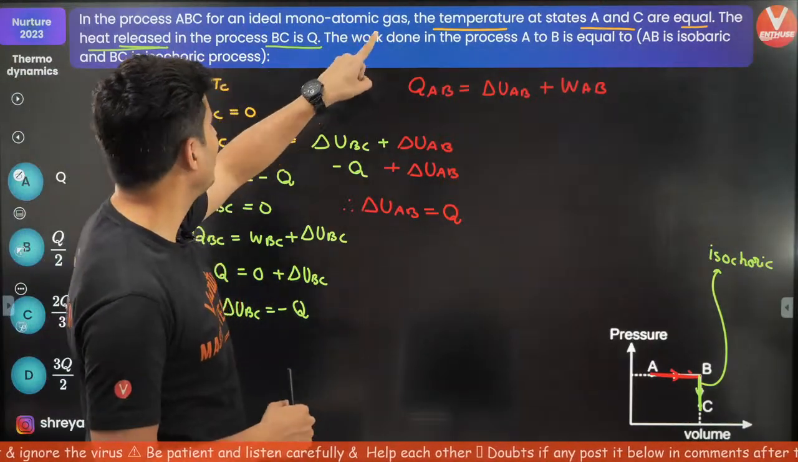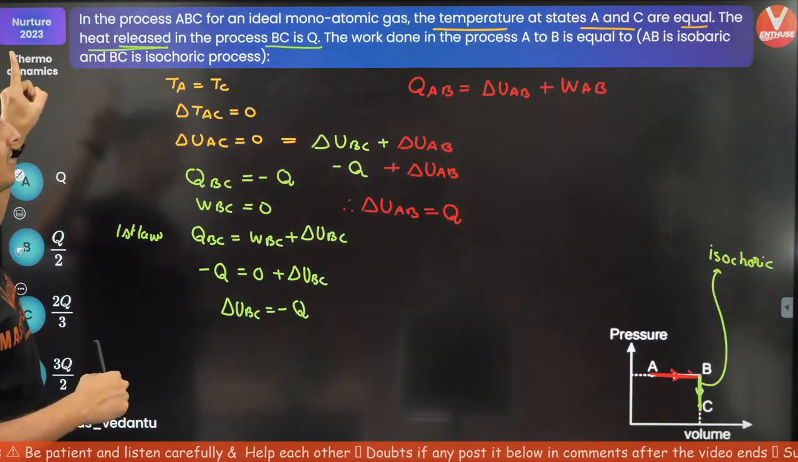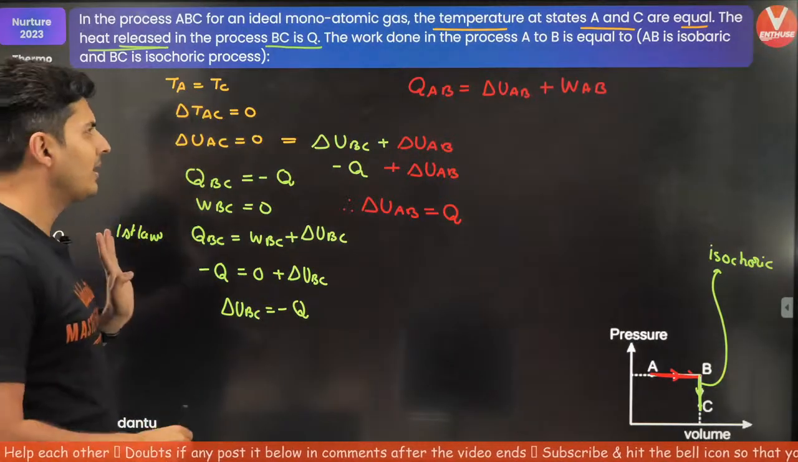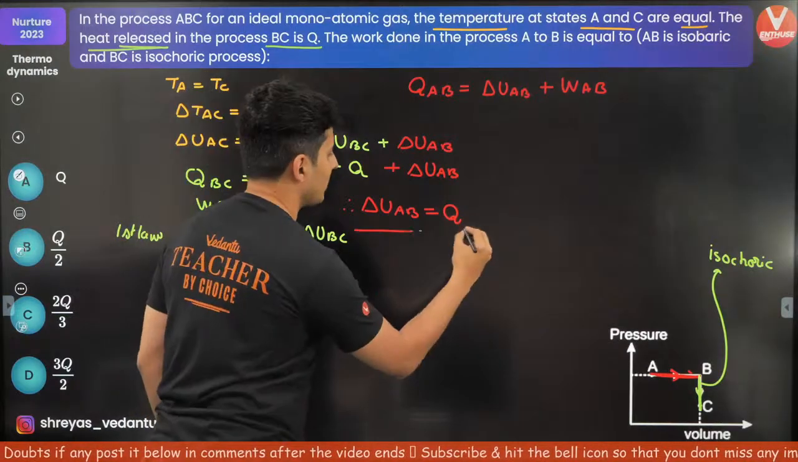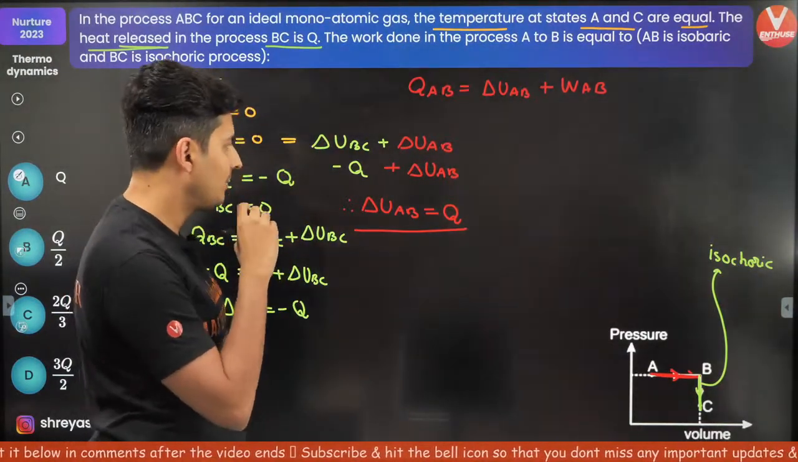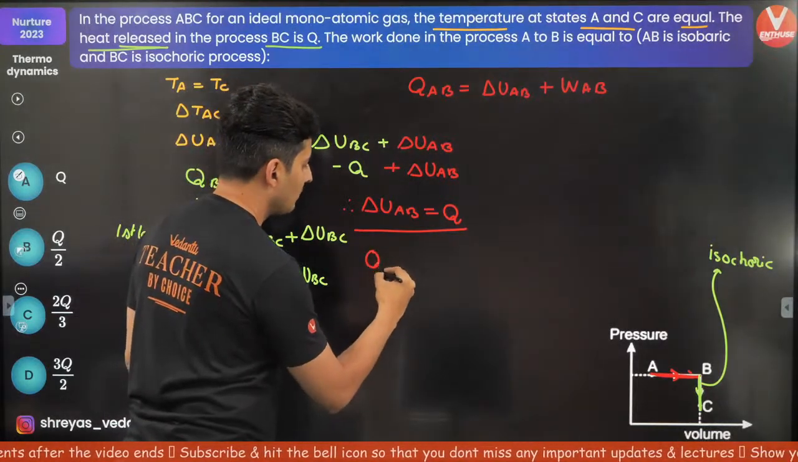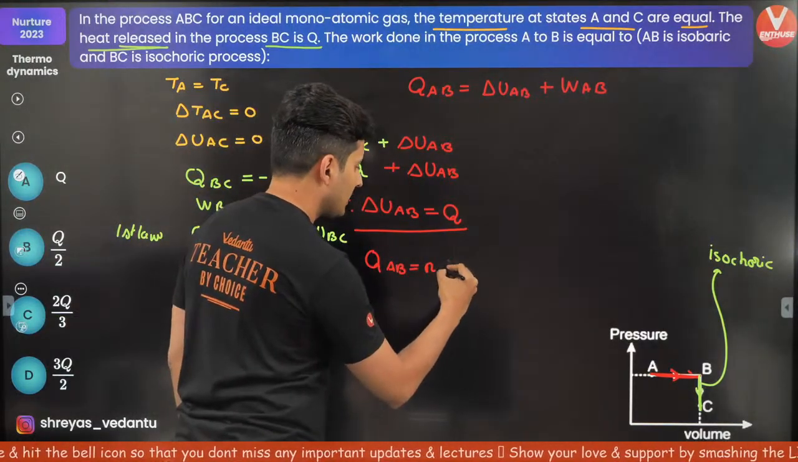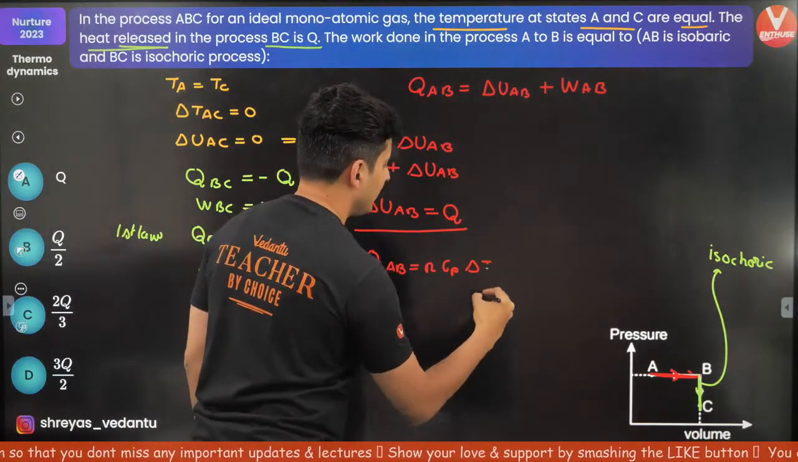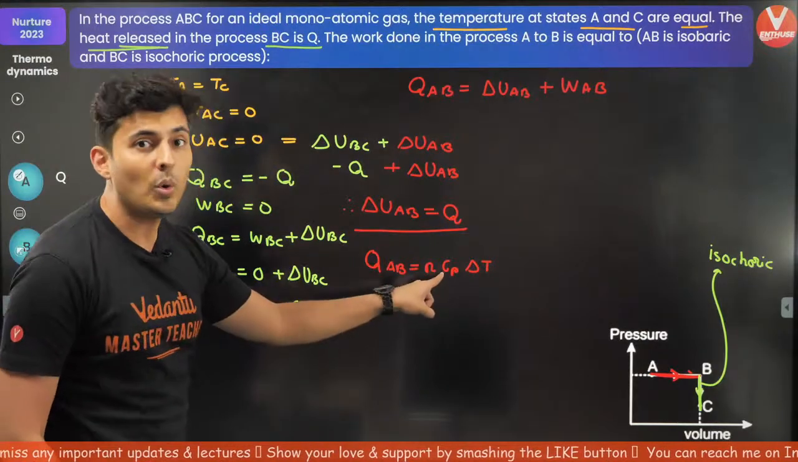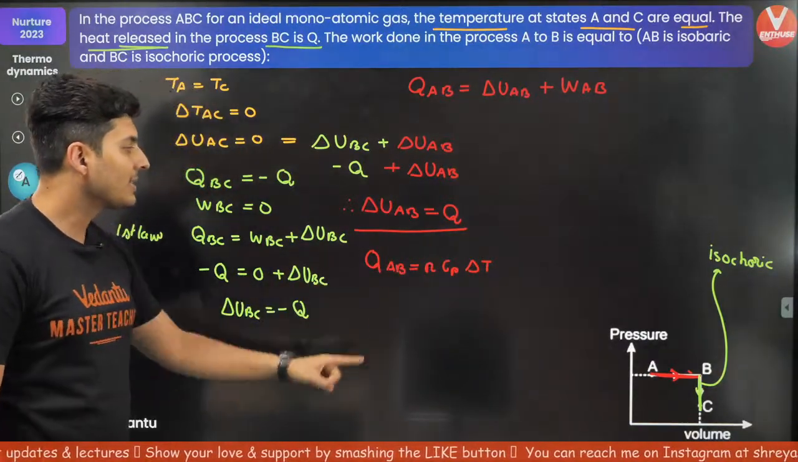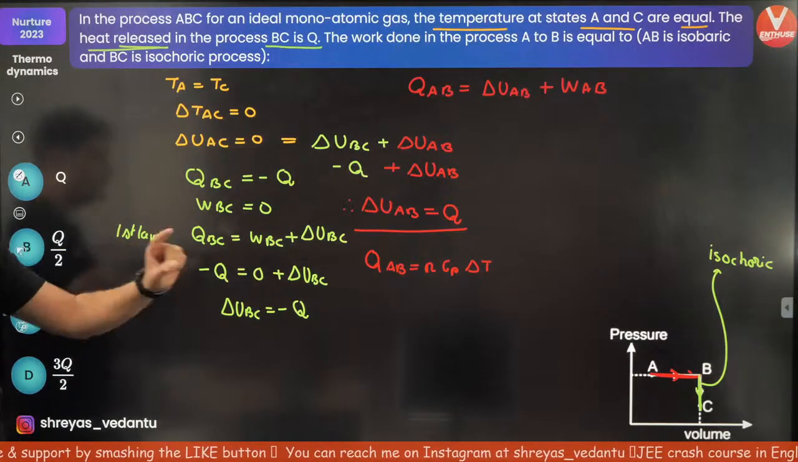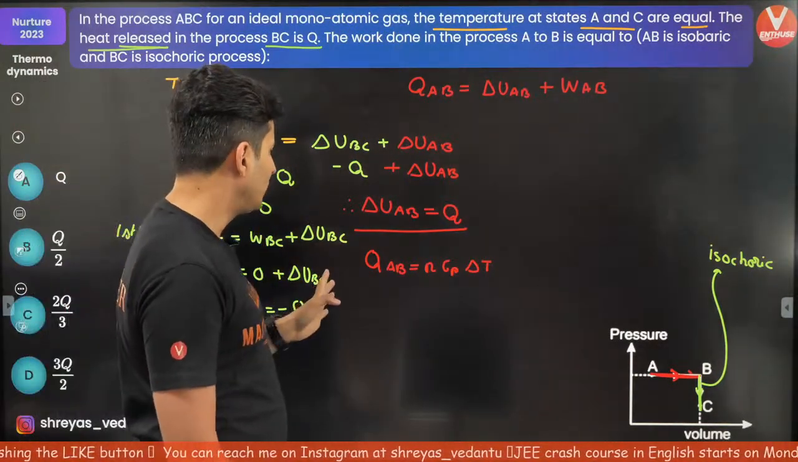It's an ideal monoatomic gas. The temperatures are same. Guys, A to B is an isobaric process. Can I do something about it? Maybe. Let's try it out. Q from A to B will be, observe, N Cp delta T. Since it's a monoatomic gas, what will be the value of Cp? Think about it. I will get it as 5R/2.